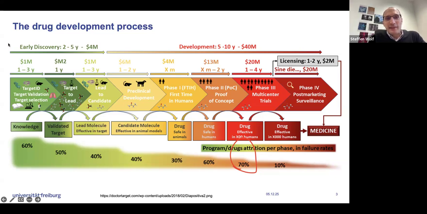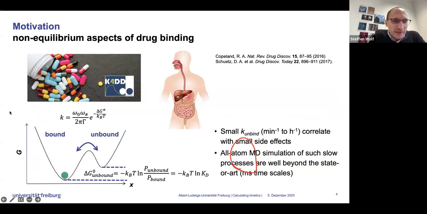So what are the reasons for this? One of the reasons is that drug development is mostly focusing on equilibrium properties of a drug, because they are well understandable. For example, here the difference in the free energy on the left between a bound and an unbound state can be directly translated into this KD constant, the dissociation constant, which is one of the major properties evaluated or optimized during drug development.